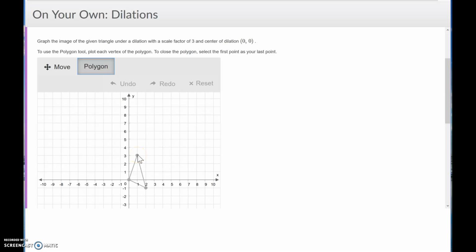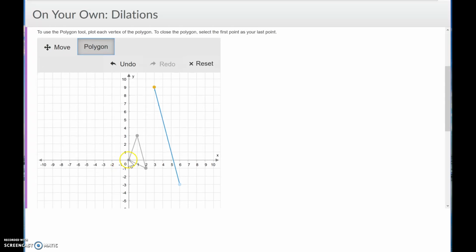So our first one is at 1, 3. We're just going to multiply each x and y by 3. 1 times 3 is 3. Moves it to here. And then 3 times 3 is 9, so it's going to go up to here. That's the first one. Now we have 2, negative 1. So 2 times 3 is 6, so x goes to here. And then negative 1 times 3 is negative 3.